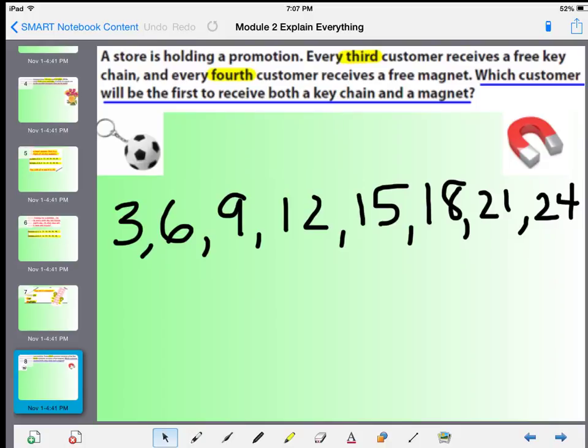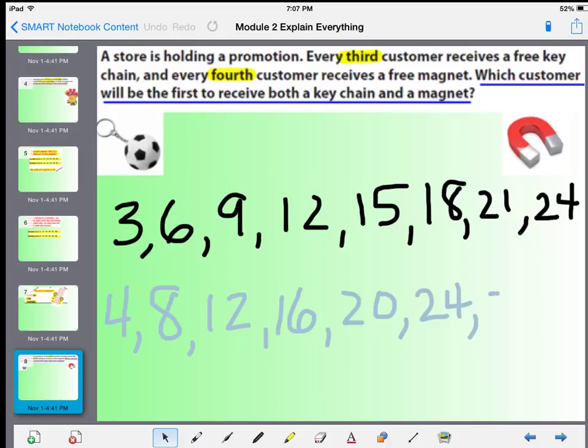Now let's take a look at the customers who are going to receive the free magnet. The customers who receive the free magnet are every fourth customer. So customer number 4, customer number 8, customer number 12, customer number 16, customer number 20, customer number 24, customer number 28, and we can stop there.